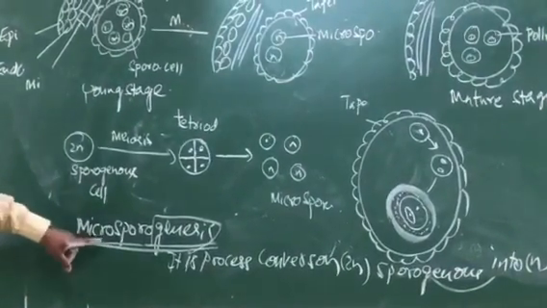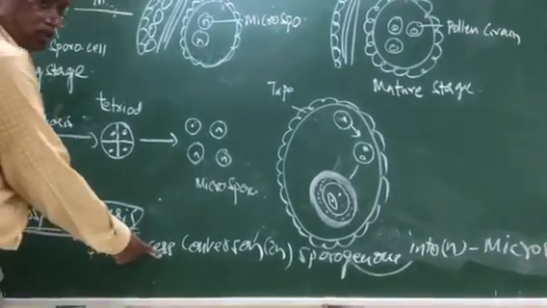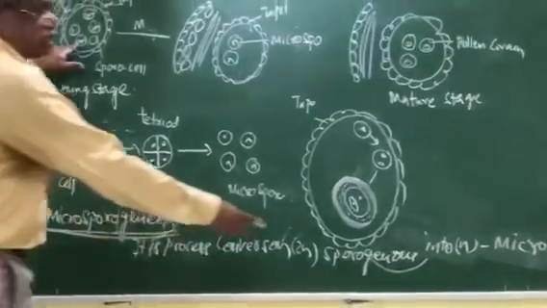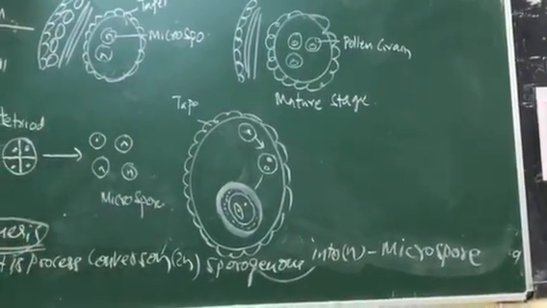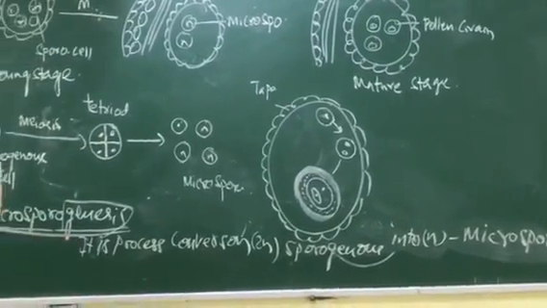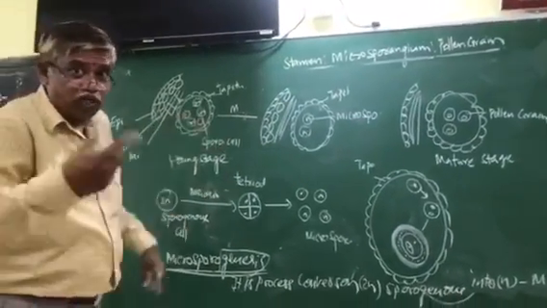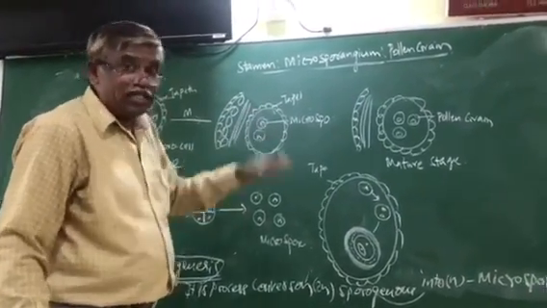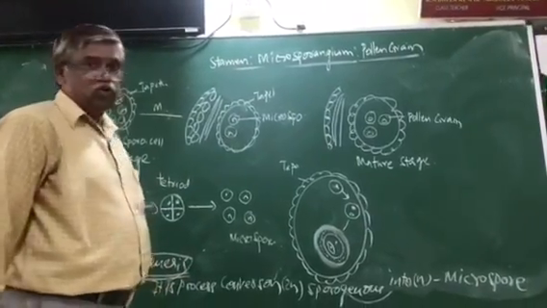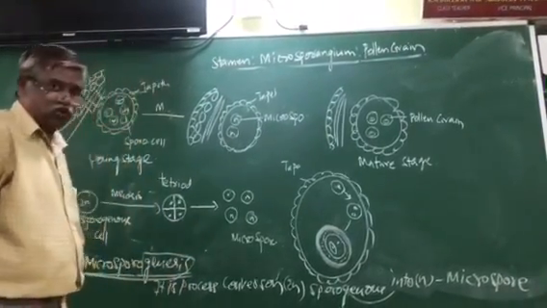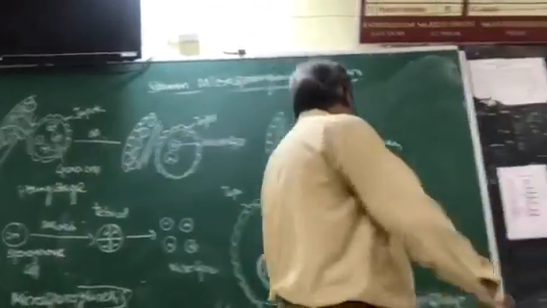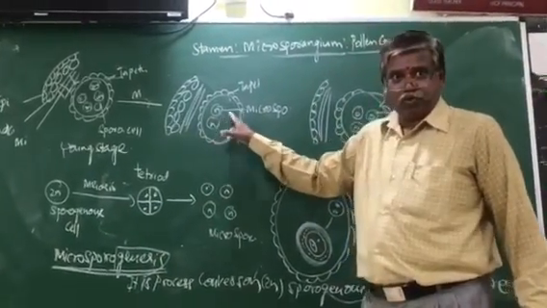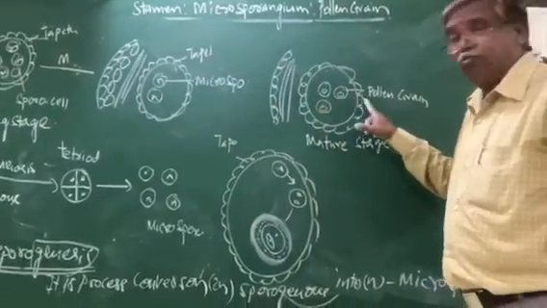Once again, microsporogenesis is the process of conversion of diploid sporogenous cells into haploid microspores. Where does it occur? In theca. After the completion of this process, theca contains microspores. Another second process: microsporogenesis is the process for the formation of microspores. Now the microspores later become pollen grains.